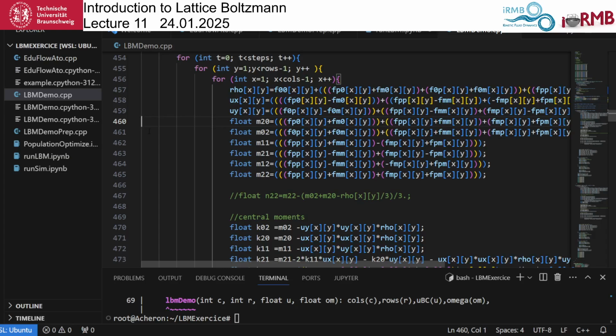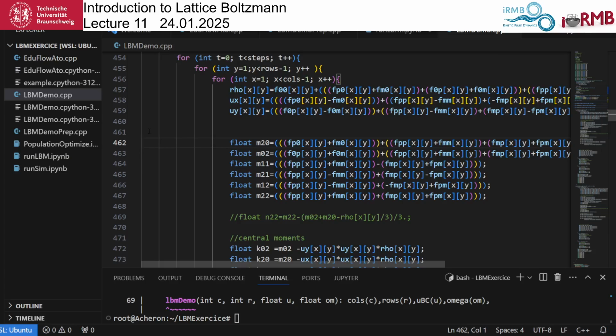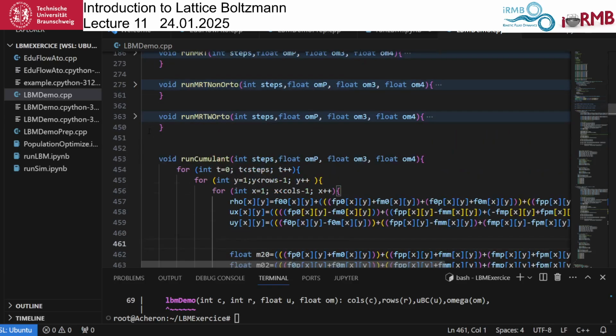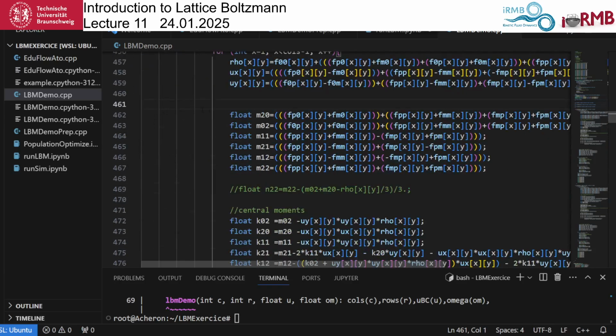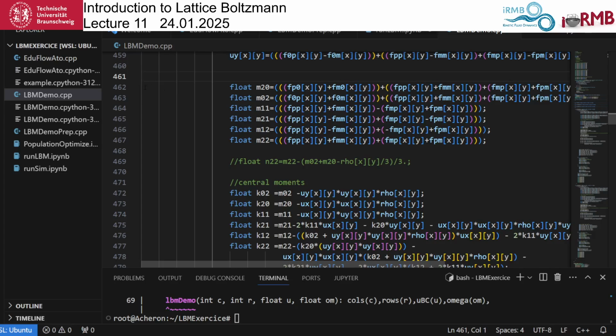They need to be given in the correct order, in the order that we specify. So here we compute the moments. This is something that we don't want to do anymore, right? We are in cumulant, right? Yes. So we'll want to get rid of all of this.